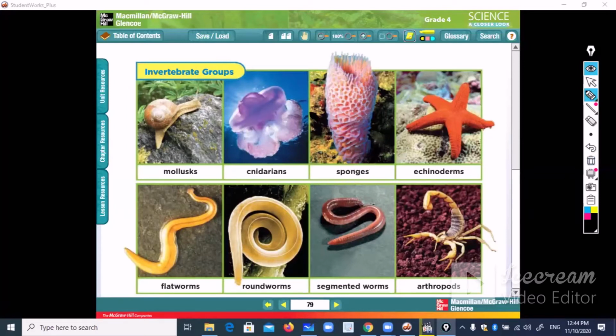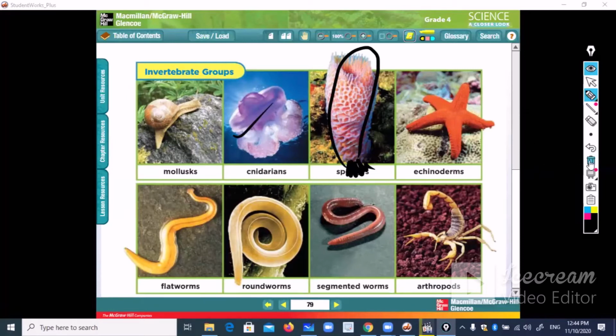What another? Most sponges stay in place, they do not move. And most Cnidarians move. I am going to show you how the Cnidarians can move.